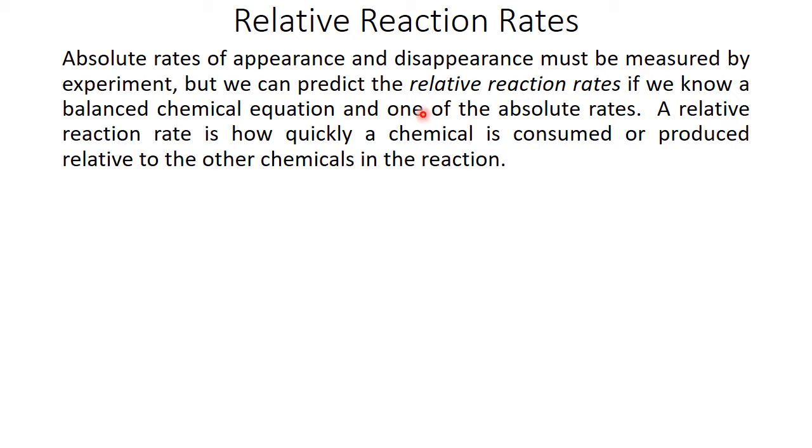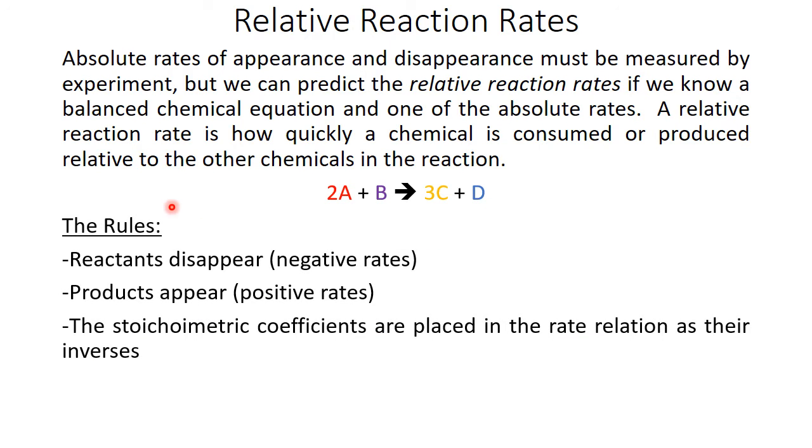And a relative reaction rate is how quickly a particular chemical is consumed or produced relative to the other chemicals in that reaction. So how quickly or slowly something disappears with respect to how another component appears or disappears. We're going to be considering the theoretical reaction 2A plus B becoming 3C plus D today.